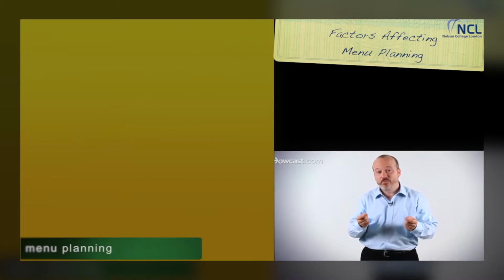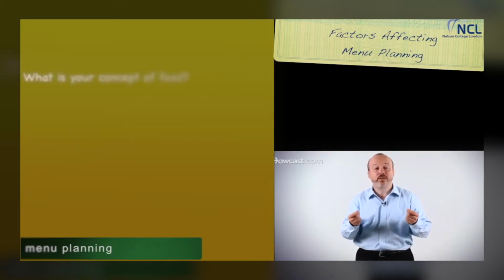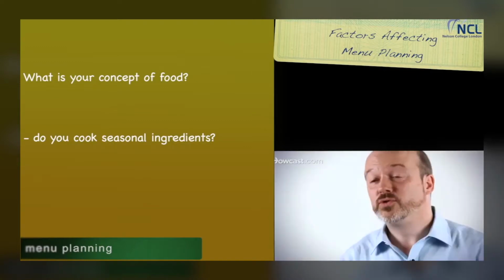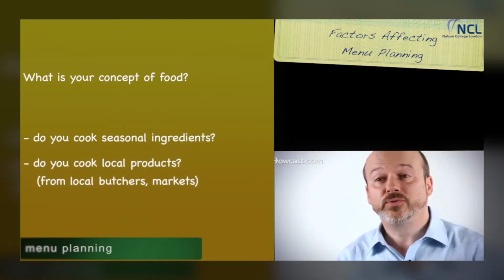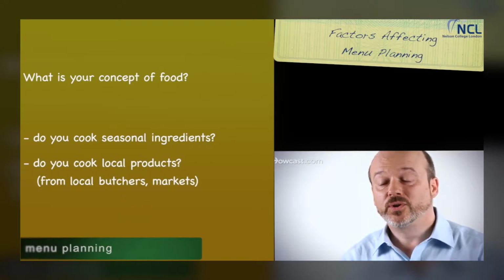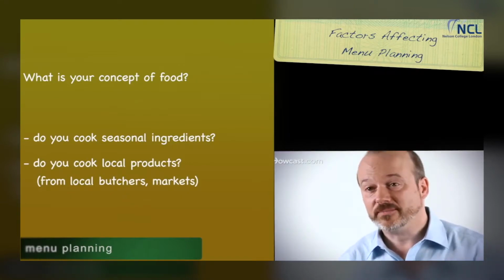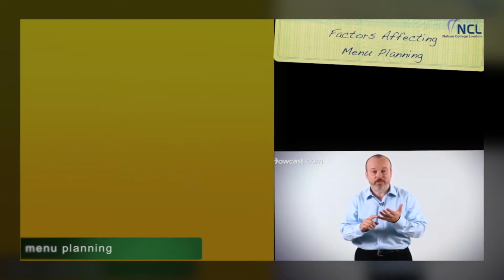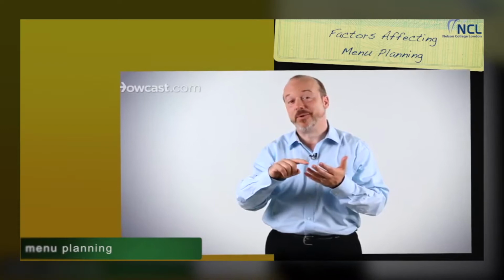Also, what does the menu say about your concept of food? Do you provide seasonal ingredients? Or are you the kind of restaurant that's serving asparagus in December? Do you serve local produce? Or do you serve everything under the sun? It's very important to think like a guest when you're planning a menu. What are the choices I want to make? What are the choices I want to have? And how are they going to affect my enjoyment of my meal?